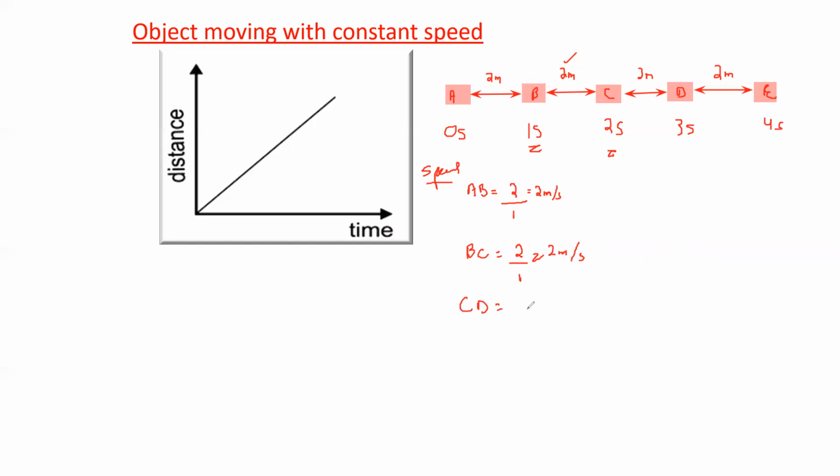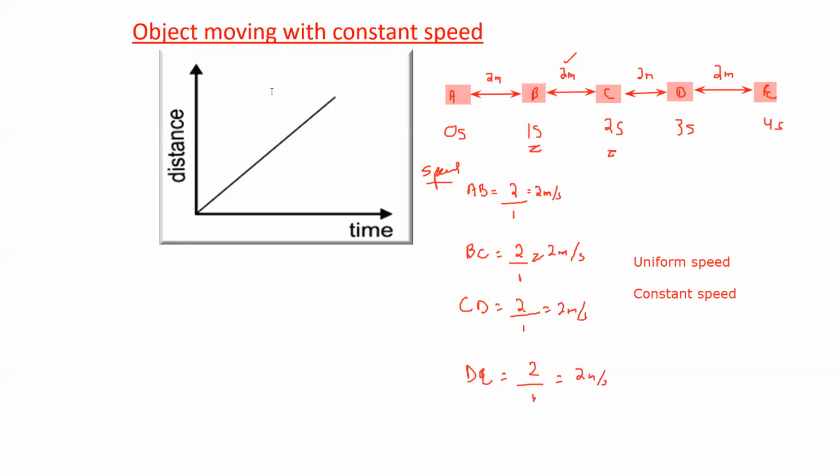Same thing from C to D, it traveled 2 meters and it took 1 second, so speed is 2 meters per second. And from D to E, the distance is 2 and the time interval is 1, so it will come out as 2 meters per second. So whenever the speed of an object is not changing, we use the term that this object is moving with uniform speed, or we can also say it is moving with constant speed.